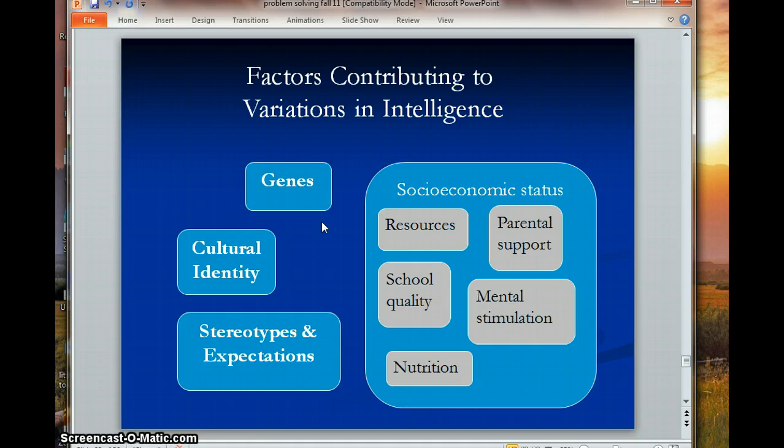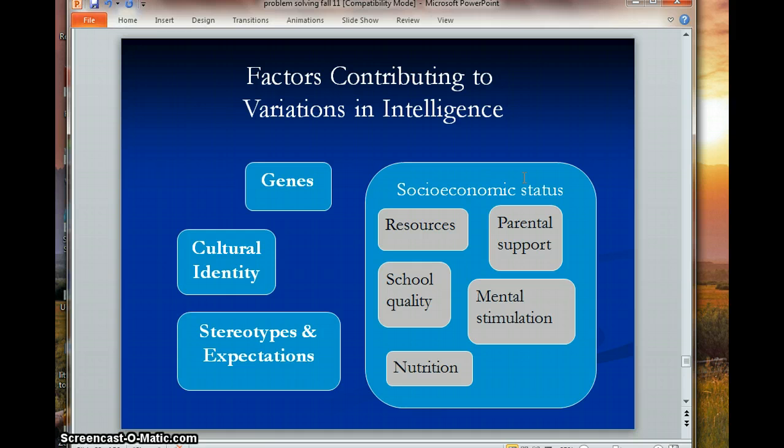One of the big ones is socioeconomic status, and that's usually measured by the amount of money that a family earns, as well as the highest level of education that the adults in the family have attained. What we see is that those of lower socioeconomic status do tend to have lower IQs, and this is probably related to a number of factors. This would include the number and types of resources that are available, both in the home, as well as in the school and the community.